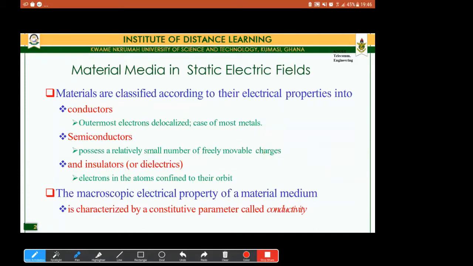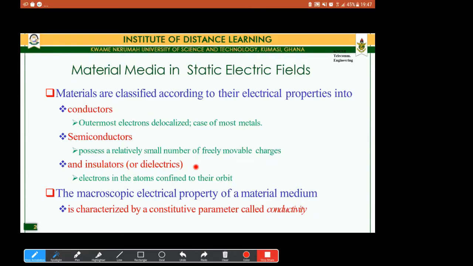What about semiconductors? As for semiconductors, they possess a relatively small number of free movable charges. And these charges are usually not free to move until they gain some energy. And therefore they cannot conduct as much as conductors do. And then the last category is insulators. As for insulators, their electrons in the atoms are confined to their orbit. In other words, they are not free to move at all. So insulators mostly are not able to conduct electricity.